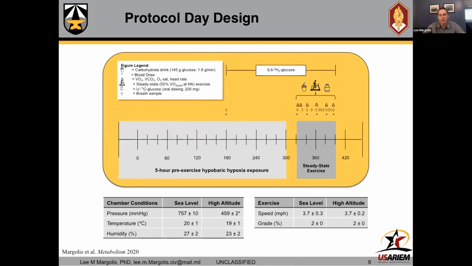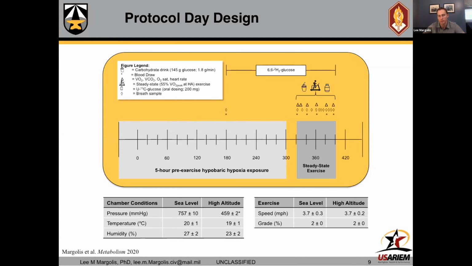So like I said, we conducted a follow-up study. This one was done in our hypobaric hypoxic chamber located at USARIEM in Natick, Massachusetts. We used the exact same protocol design as far as having the participants be under hypoxic conditions for 5 hours prior to initiating the exercise bout. Again, we used treadmill exercise at 55% of VO2 max. This time speeds were matched at 3.7 miles per hour, and the percent grade was 2% on the treadmill under both conditions. We only fed glucose this time at 1.8 grams per minute.